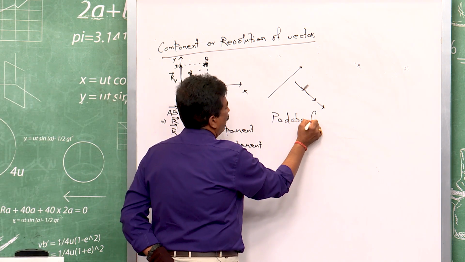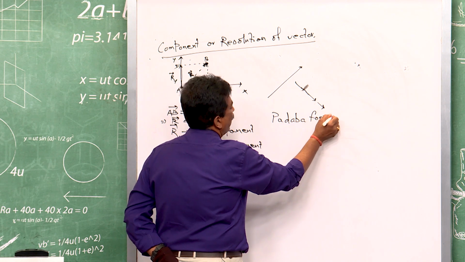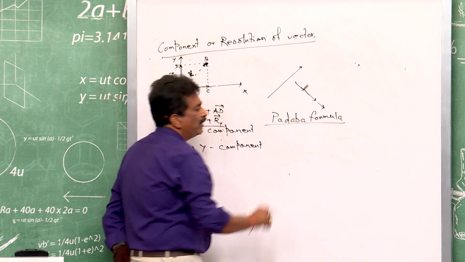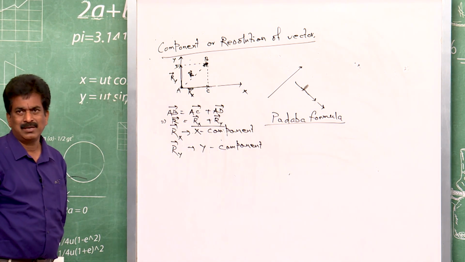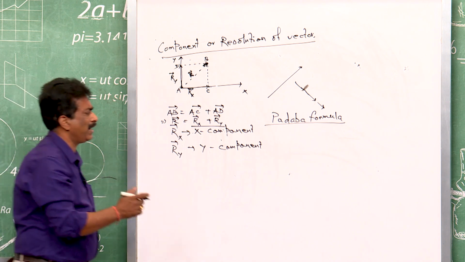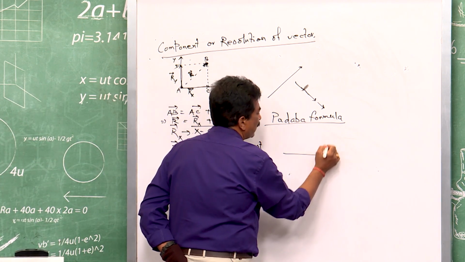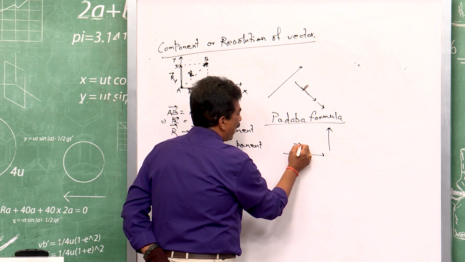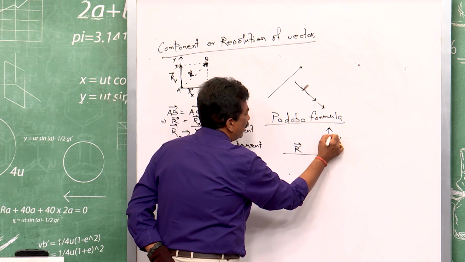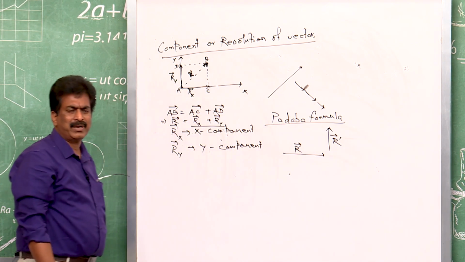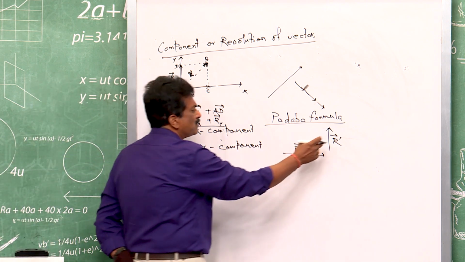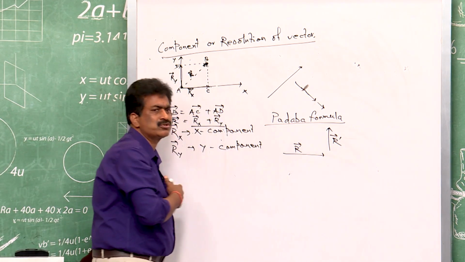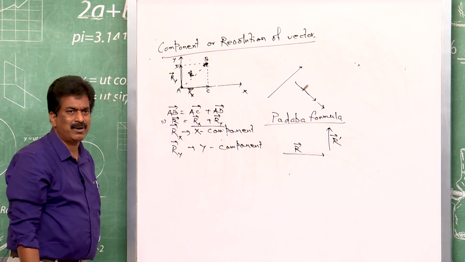Pandava formula, as I explained before, during the addition of vectors. How are the vectors to be added? Suppose two vectors are there. This is the Ram vector and this is the Ravan vector. So the Ram vector is R, the Ravan vector is R dash. How are these two vectors to be added? What was its formula?